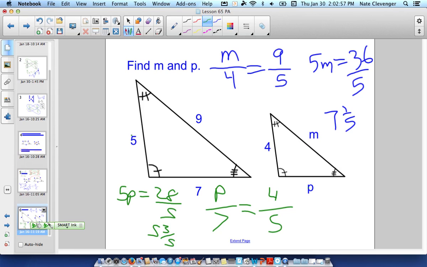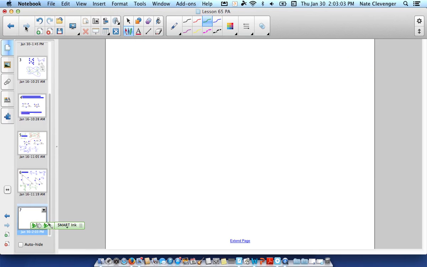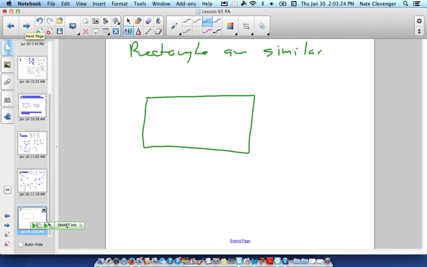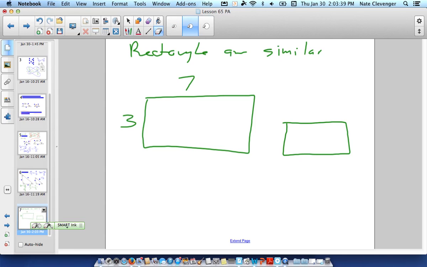Anybody have any questions about that? Now let's suppose I told you this. The book's only going to show you triangles, but I'm going to tell you here that the rectangles below are similar, even if they don't look like it. You're going to have to trust me. If this is 3 and this one is 7, let's not do 7, let's do a nice number. Let's go 8.